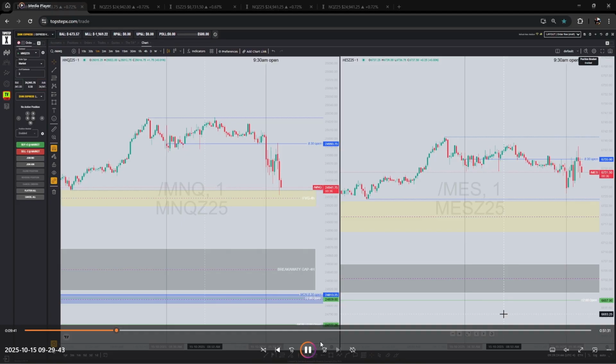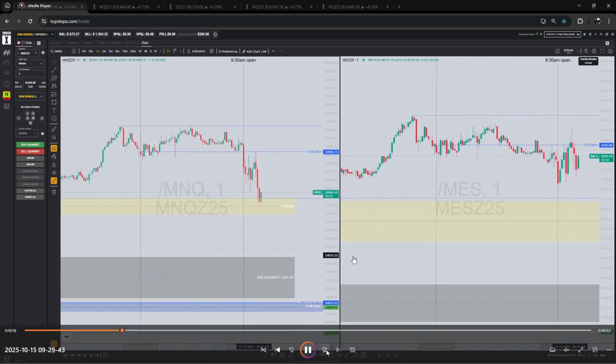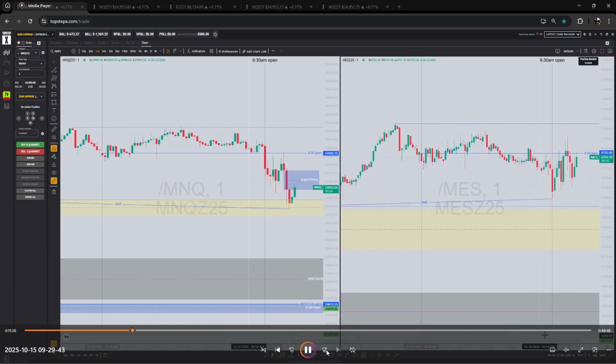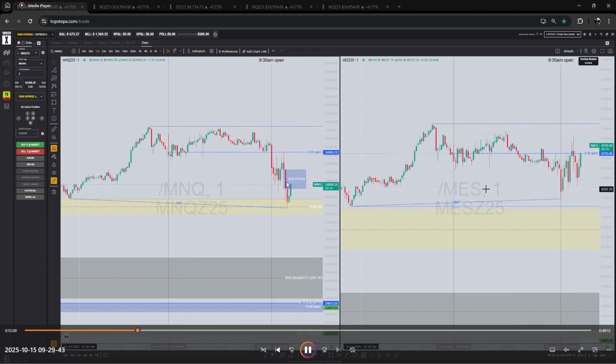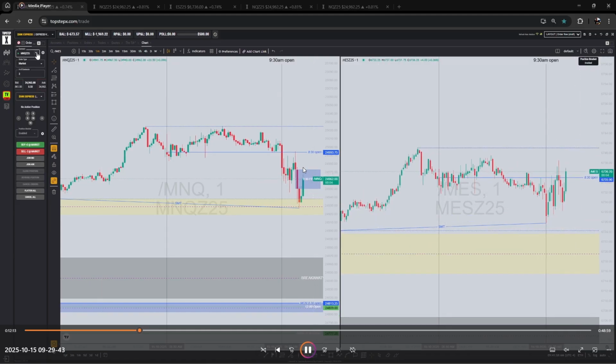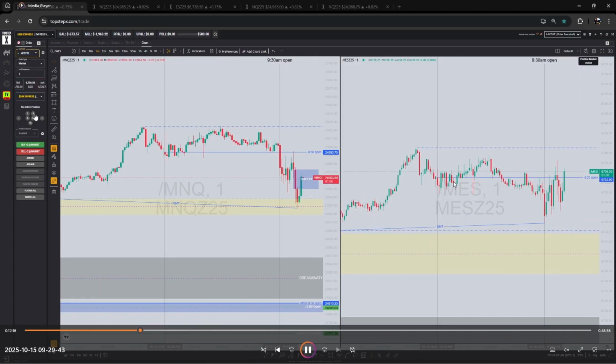So as NQ took the lows and ES didn't, and NQ started displacing higher, I marked out the 9:30 first presented fair value gap. I wanted to see NQ trade above this. ES was the stronger pair, so I was going to take my trade on ES. So I saw that NQ was displacing.